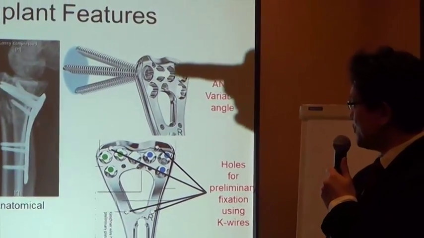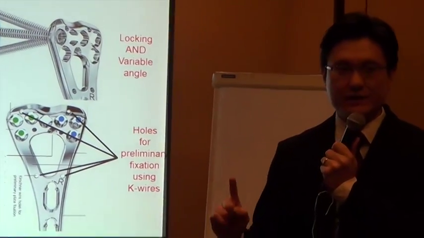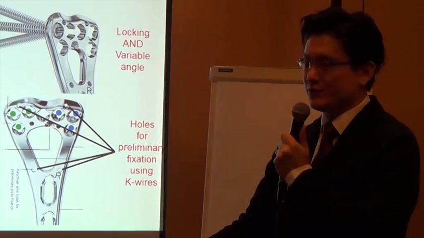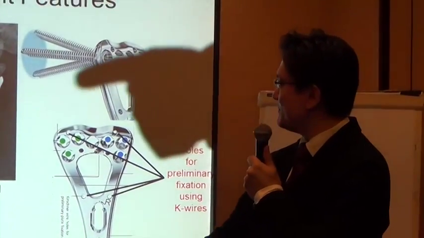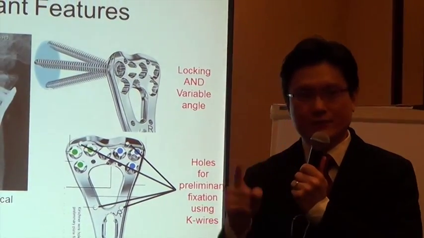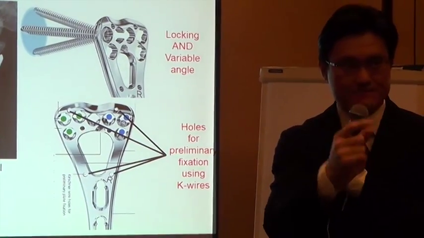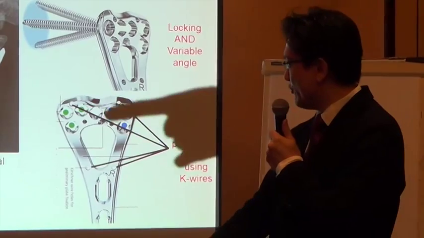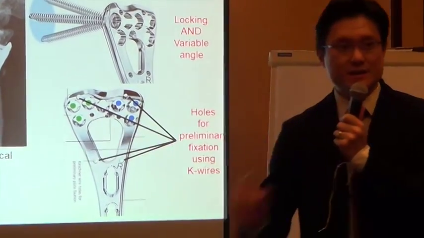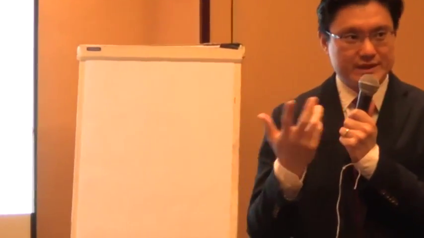The distal row of screws are locking. And the special feature of this plate is that you can lock it in variable angle, meaning you can choose to aim the screw in either way with a 15 degree range and still have the screw locked onto the plate. So that's a special feature of this plate. One thing I like about this plate is that there are holes for you to put K wires to hold the plate onto the bone while you're adjusting the fracture site to put the screws in. So that's also a very useful feature.